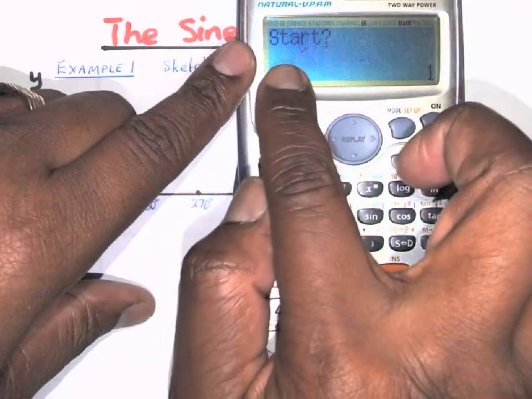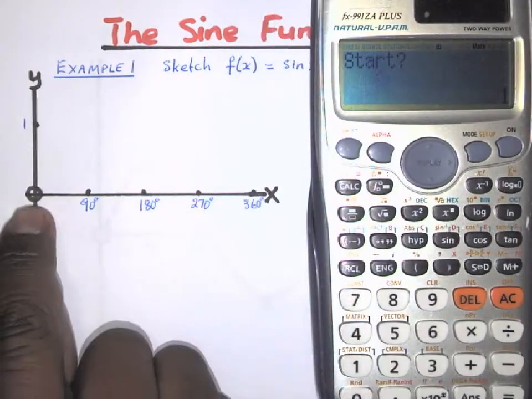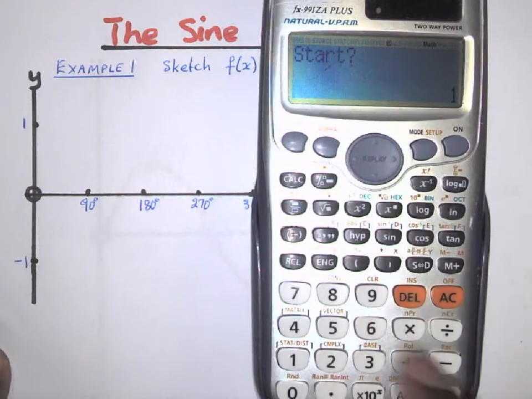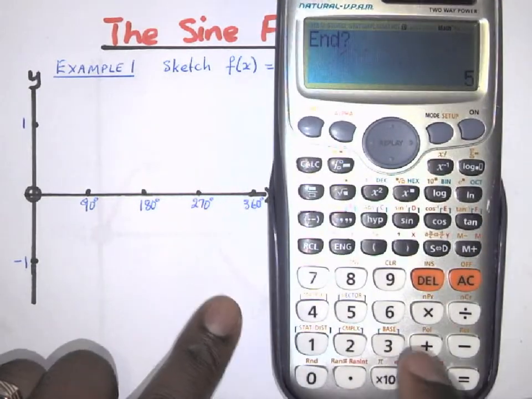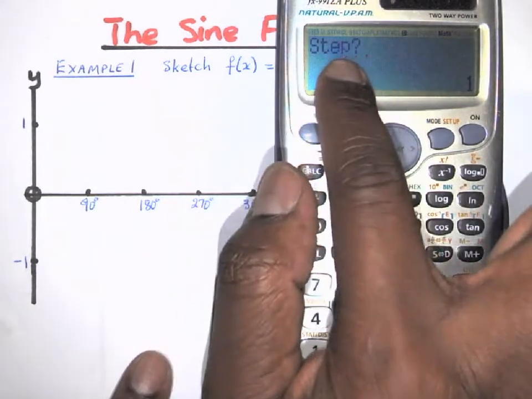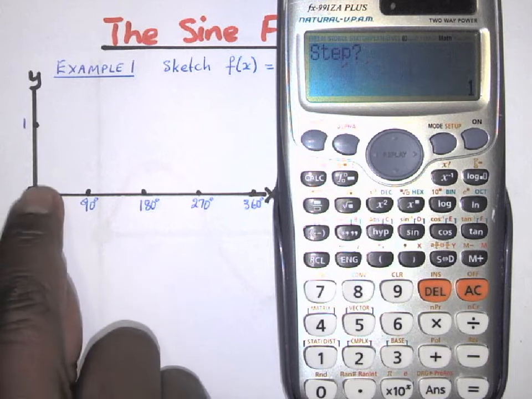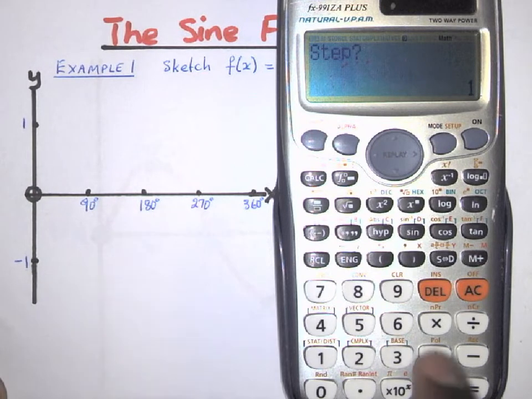Then it says start. Start means where is my graph going to start? It will start at 0 and end at 360. So I enter 0 equal to, and then it ends at 360, equal to. Now it's asking about steps. The basic steps that we learned were 90s, because these are skipping in 90s. That's 90, 180, 270, 360. So I put 90 equal to.